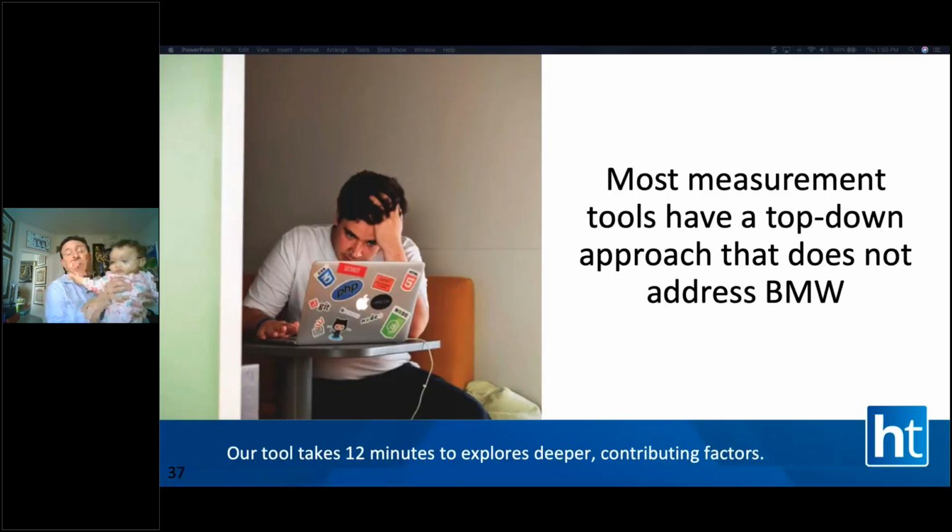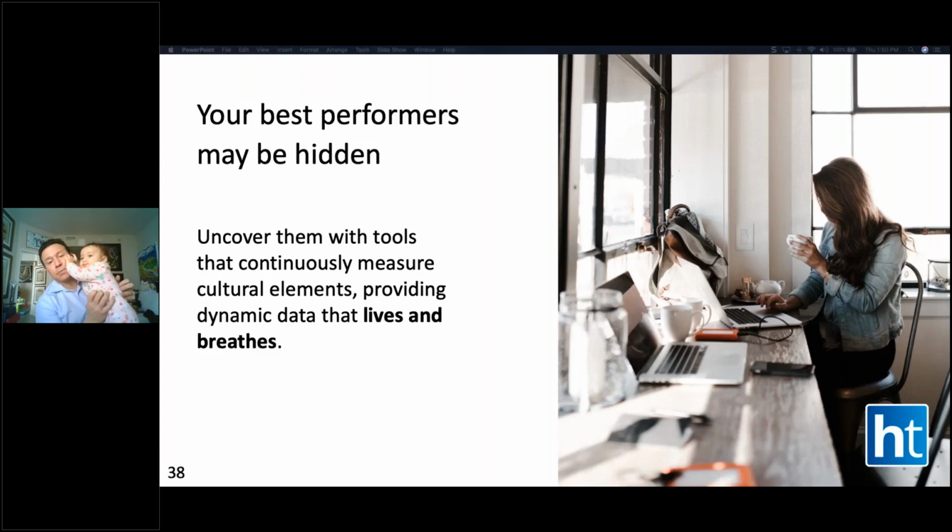Most measuring tools have a top-down approach that is not addressed by BMW. So you need to really do a bottom-up of almost all of your employees to truly understand them, not surveys of your execs asking them what they think the culture is. Next. And your best performers are going to be hidden, and you're not going to know what drives them. And having one competency model for leadership, you're going to lose a lot of your high-performing minority population.